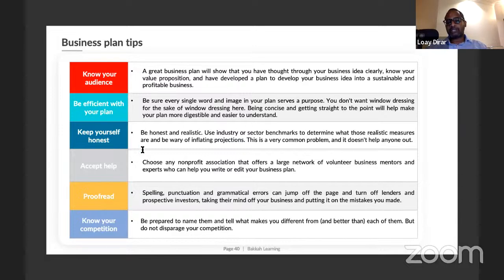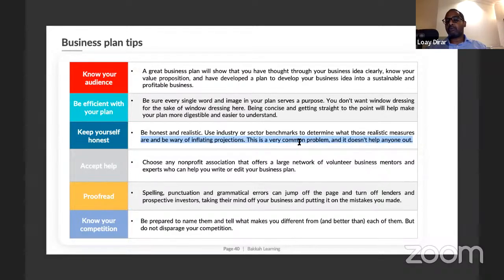Keep yourself honest, be honest and realistic. Use industry or sector benchmarks, or industry language as well, to determine what those realistic measures are, and be wary of inflating projections. Don't inflate your projections in order to showcase that you are getting into a wow idea or a wow product.